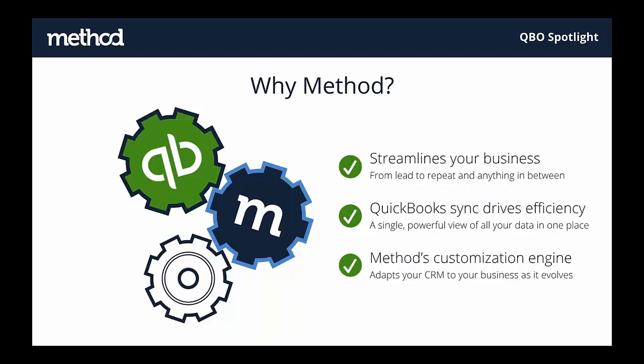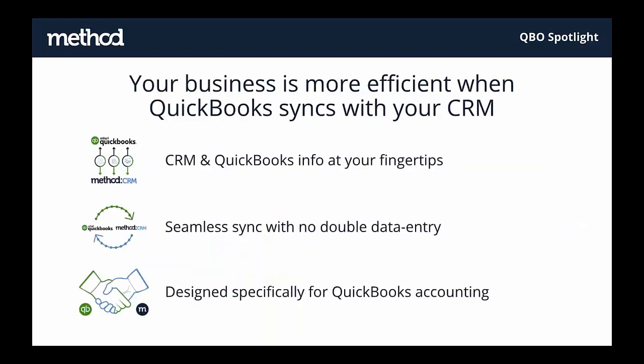And then finally, as I mentioned earlier, Method's customization engine. So you can adapt your CRM with Method as your business evolves and keep tweaking and modifying it, so you're never really outgrowing the combination of these two solutions, the accounting from QuickBooks and your CRM from Method. With all this, your business is more efficient when QuickBooks syncs with your CRM. You've got your CRM and QuickBooks information all at your fingertips, with a seamless sync and no double data entry, and it's designed specifically for QuickBooks accounting.